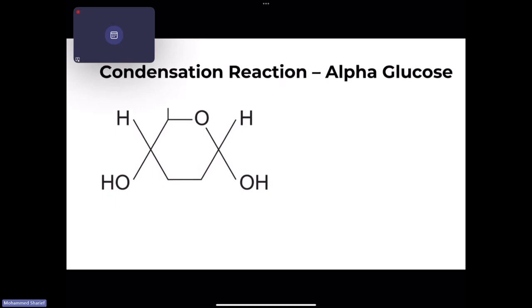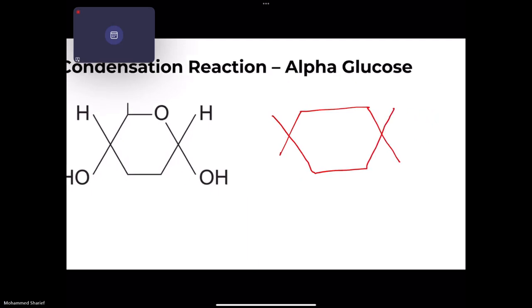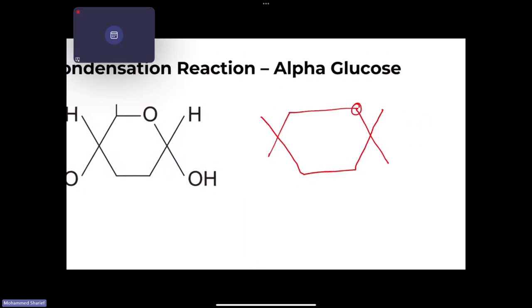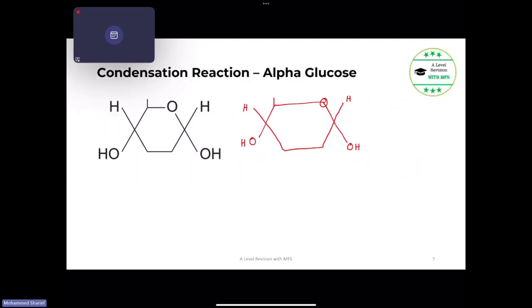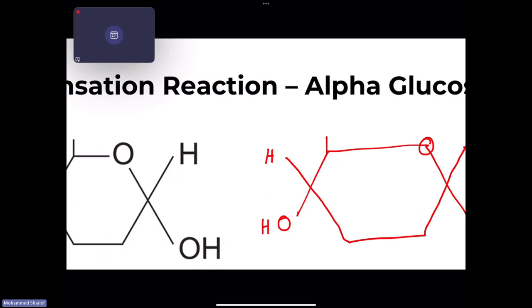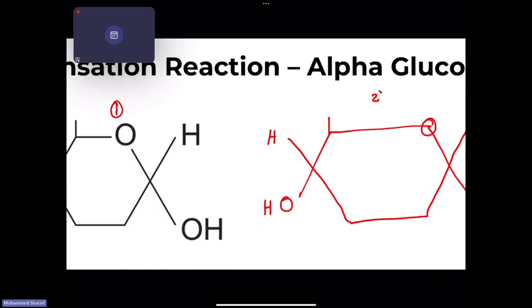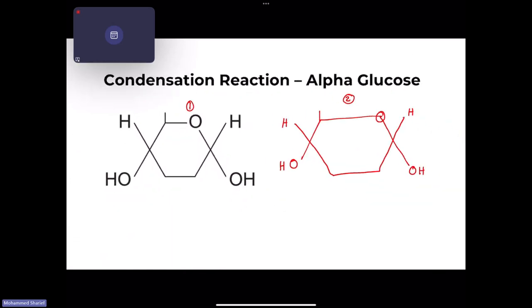Now, if we were to draw another monomer out, okay, so we've got the oxygen here, H here, OH, and H, and OH. Now, as you can see, I've drawn another monomer out. This is our first monomer, and this is our second monomer. What's actually going to occur in this reaction?